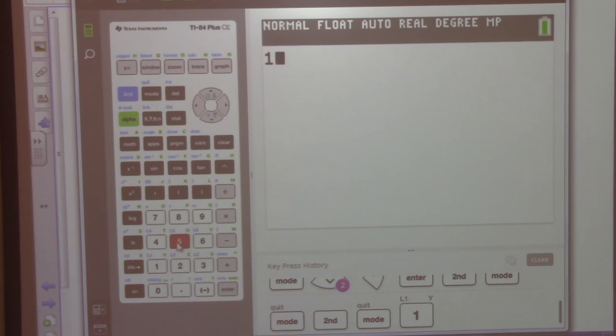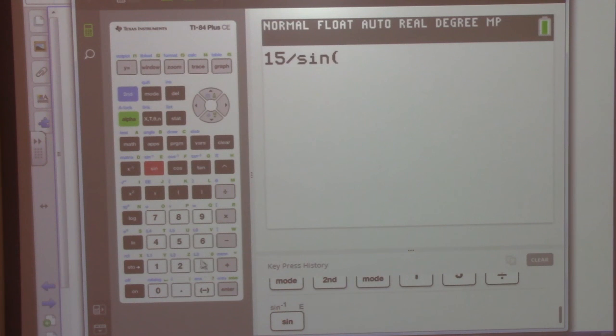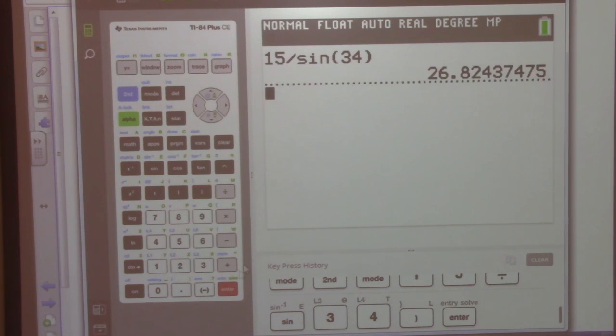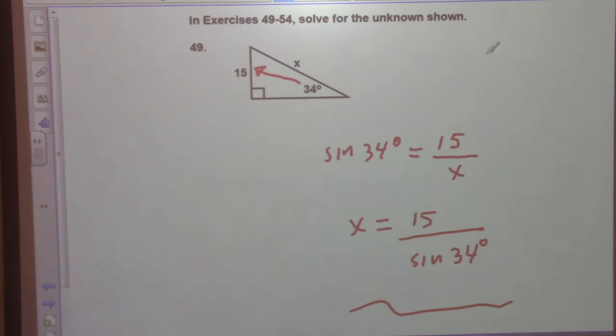So 15 divided by sine 34. You used to remember that, but you've forgotten it since then. That's all right. So 26.824. We're going to work on this more tomorrow.